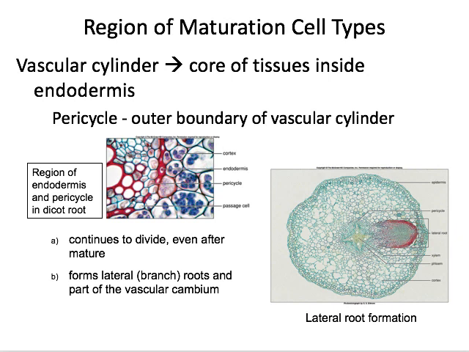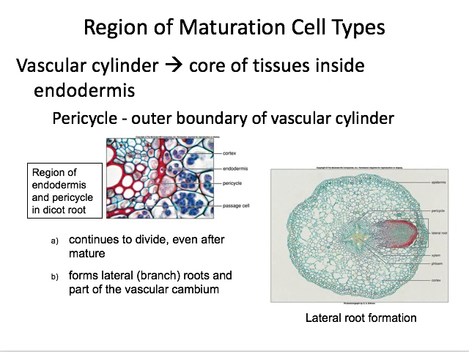The vascular cylinder is found just inside the endodermis. It's the core of the tissues found inside the endodermis, and it includes the pericycle. That pericycle is a ring of cells just inside of the endodermis, but the outer boundary of the vascular cylinder.